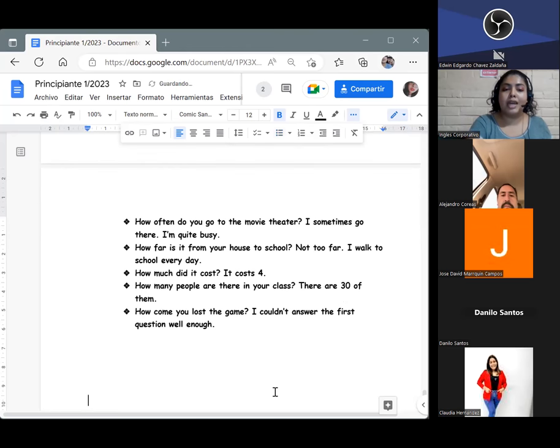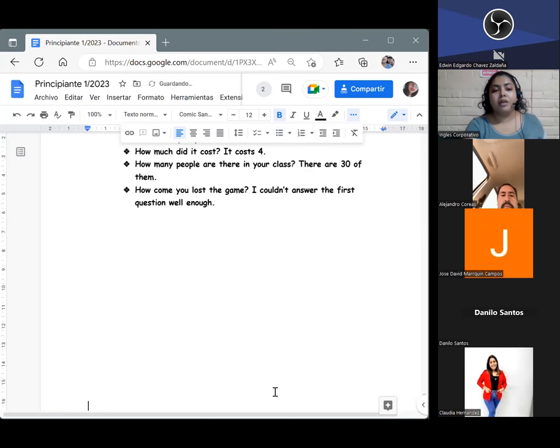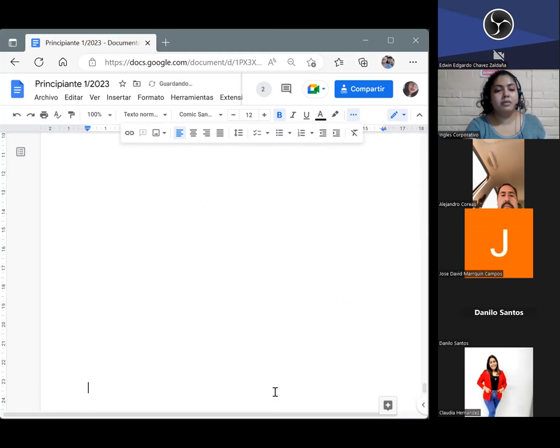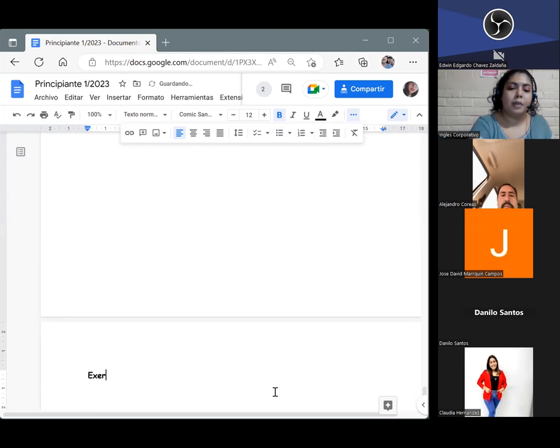So, we are going to see exercise number one. I'm going to use a new page. Exercise one. Voy a escribirlas todas de una sola vez y luego las vamos a ir leyendo una por una y ustedes me van a ir ayudando con la WH word that corresponds. So, in the first one, we have this space. Then you see early.